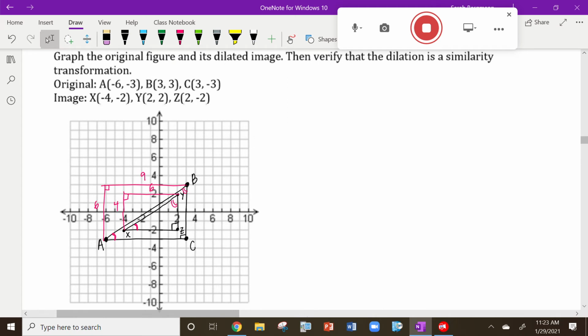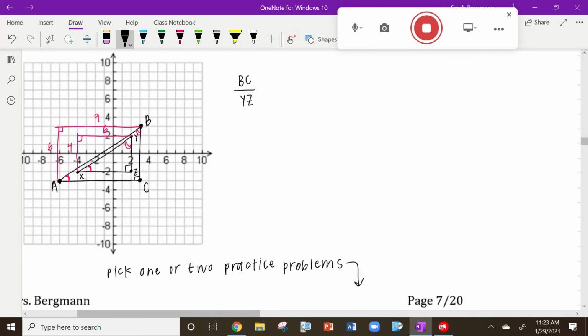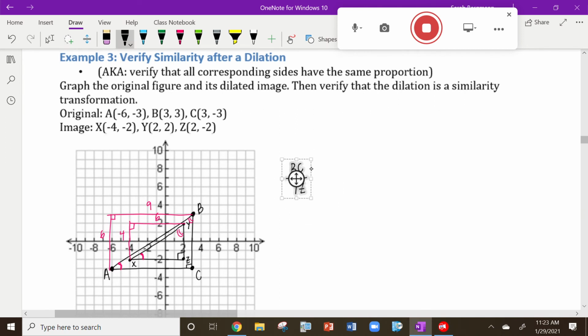So this one's a little bit easier because I have some horizontal and vertical sides. And I'm going to look here. So I have BC corresponding to YZ. So I'm going to pair those up. I'm going to keep triangle ABC in the numerator and triangle XYZ in the denominator.